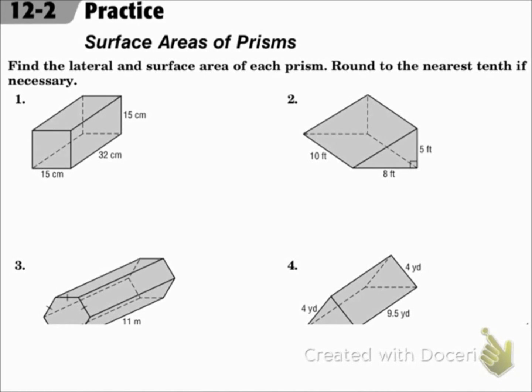This is lesson 12.2, surface areas of prisms. Your objectives are to find lateral and surface area of prisms and cylinders. Find the lateral and surface area of each prism. Round to the nearest tenth if necessary.